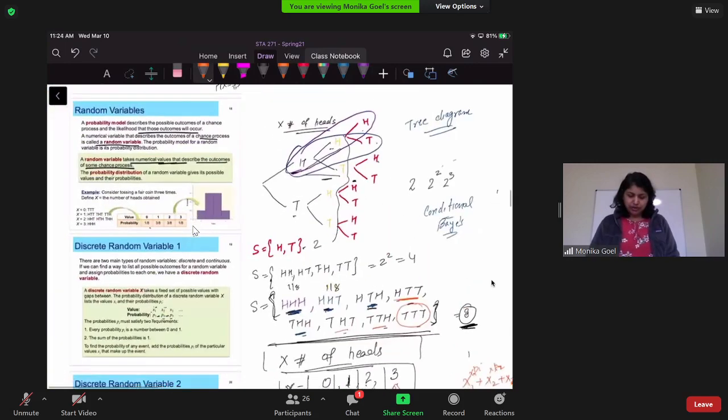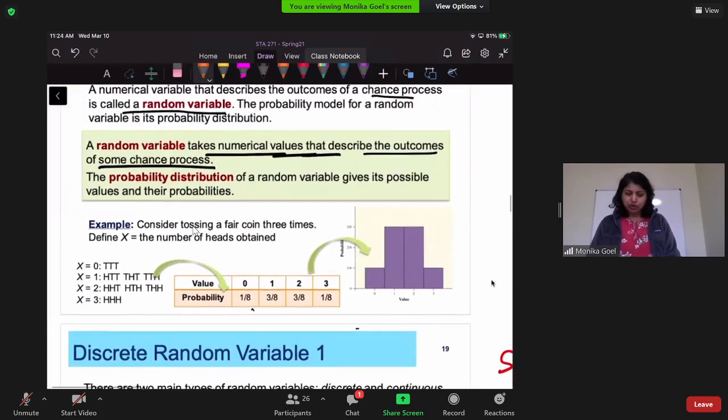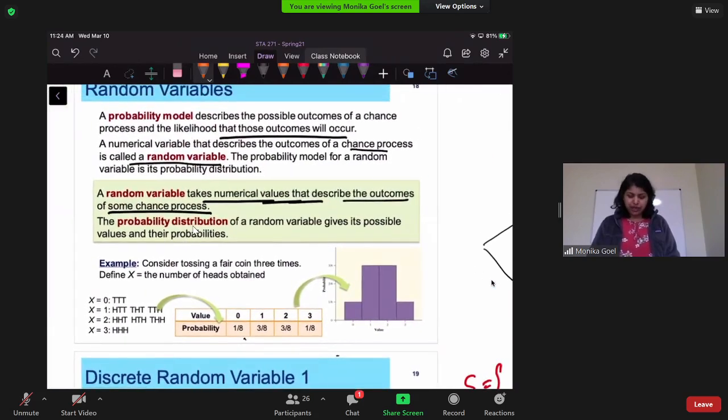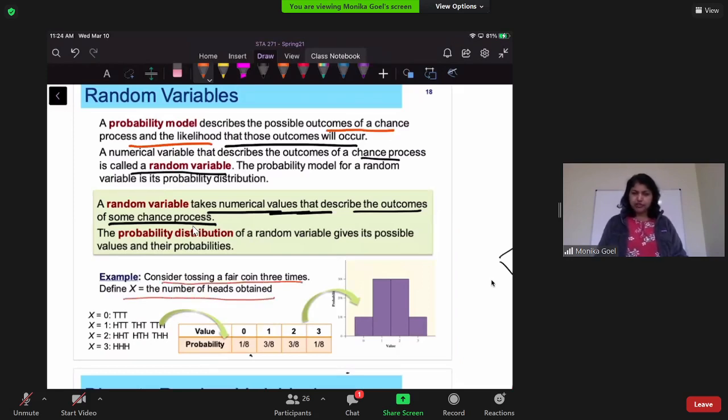So let me go back to your slides and let's talk about what we just discussed. A random variable probability model describes the outcome of a chance process and the likelihood of those outcomes occurring. Consider tossing a fair coin 3 times and the number of heads we obtain. And this is exactly what we made.